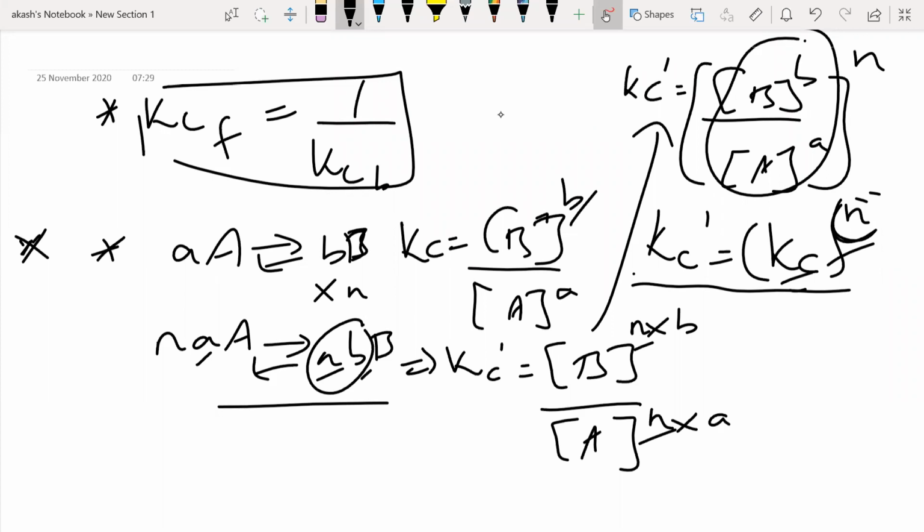Okay, so till now you have seen two things. One, for reversing, it will become a reciprocal. And if you multiply throughout by a factor, that factor has to go out as a power to the equilibrium constant. This again you have to remember.